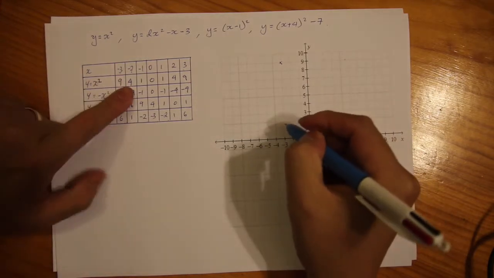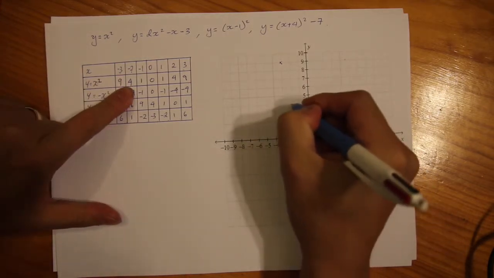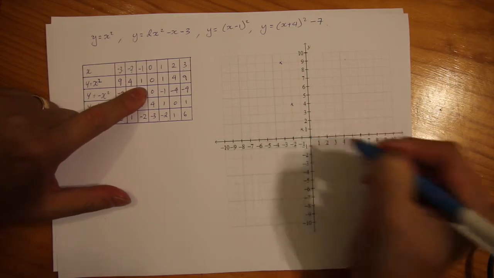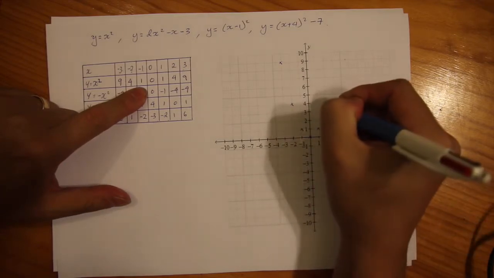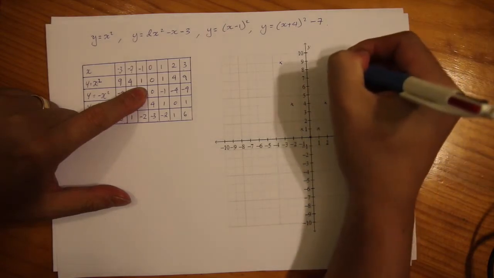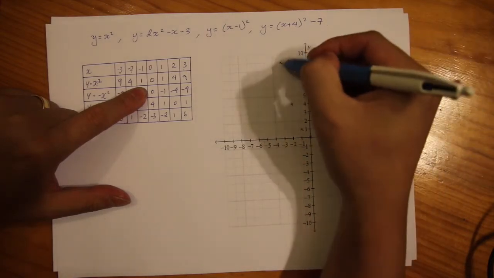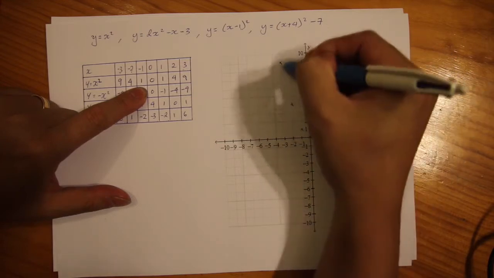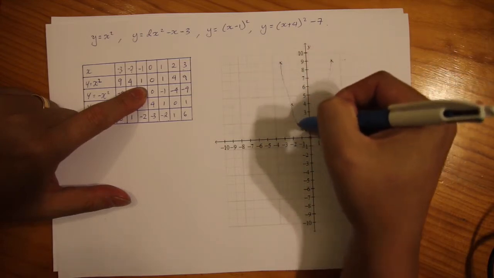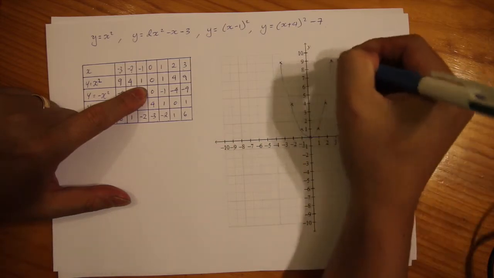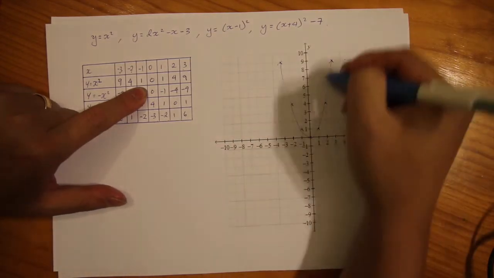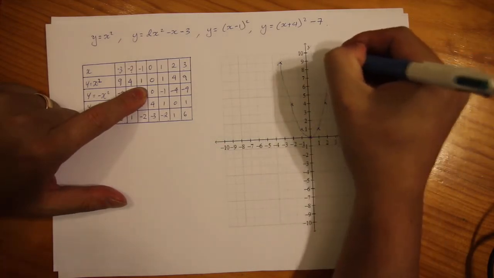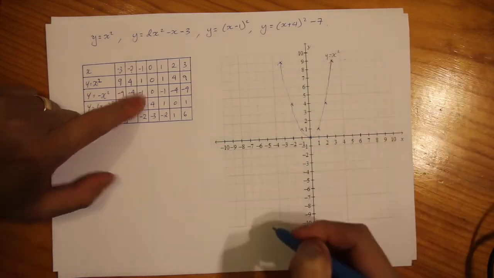Minus 2 and 4 is here. Minus 1 and 1 is here. Then we've got 0 and 0. Then it goes back up like so, and then you'll have this parabola that looks like that. So this I will label as y equals x squared.